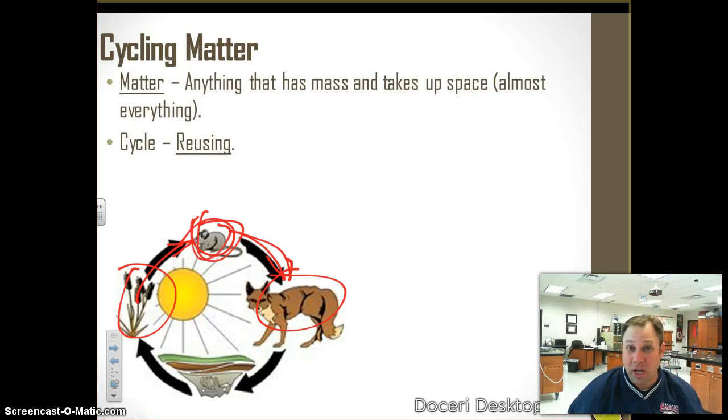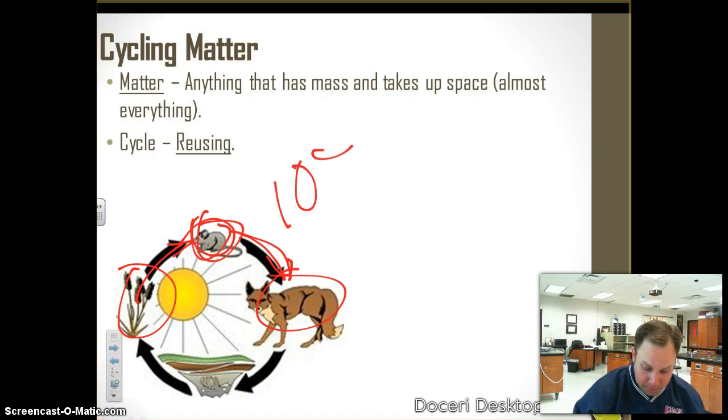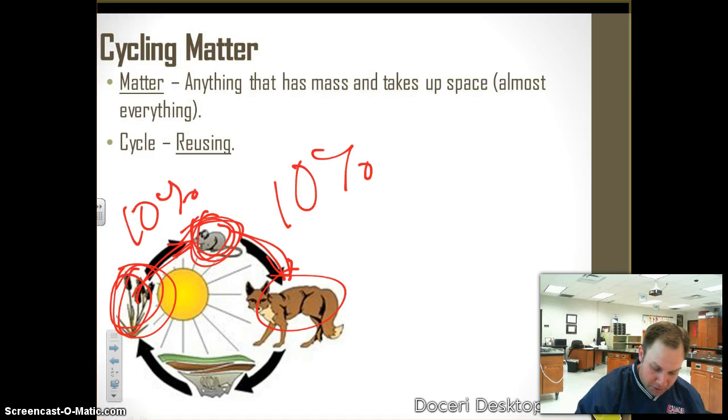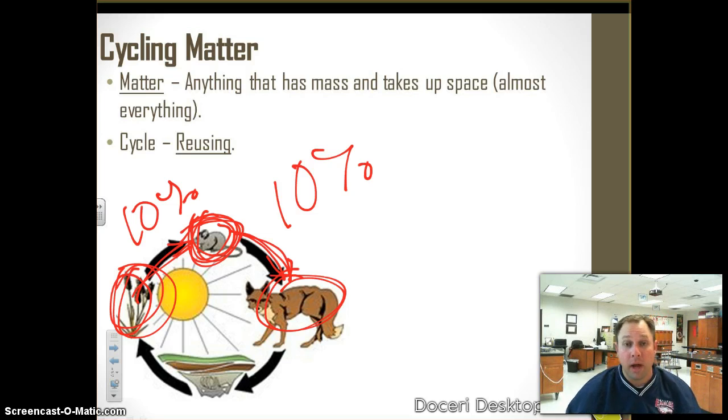Remember how much energy, going back to our energy pyramid information, is passed on from one organism to the next? Only 10%. 90% of that energy is lost. So only 10% of that energy goes from the producer to the primary consumer. Only 10% of the energy goes from the primary consumer to the secondary consumer or the tertiary consumer, our top level consumer, and then only 10% of that is passed on as well.